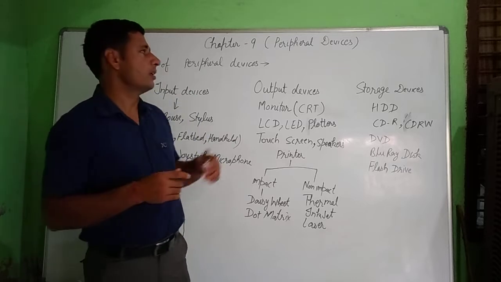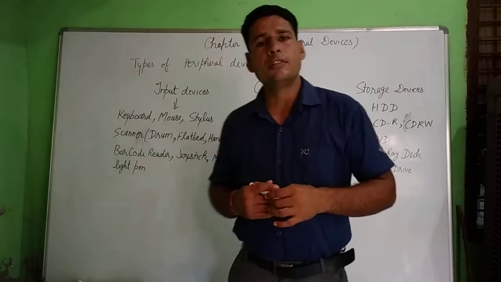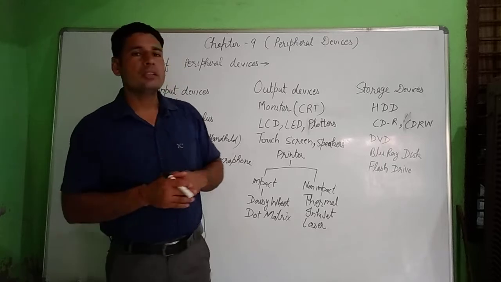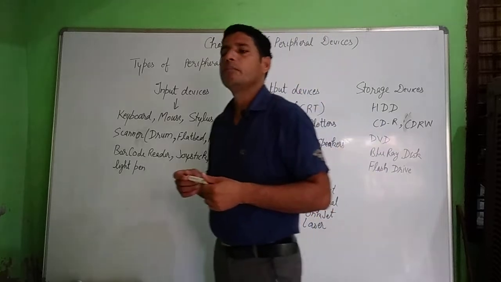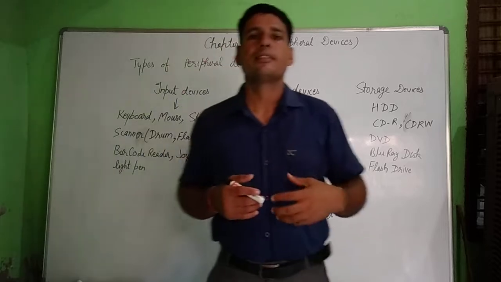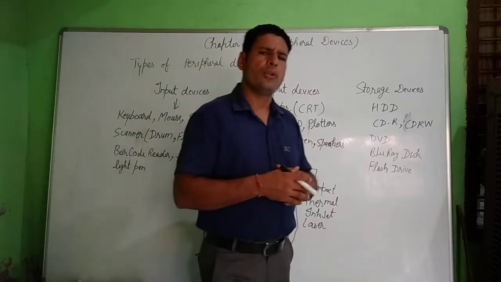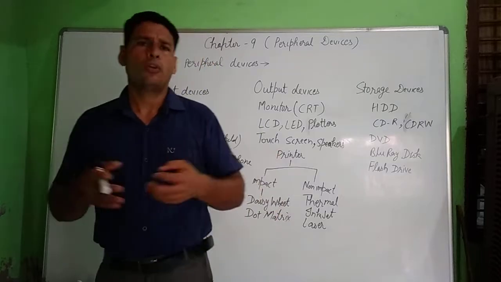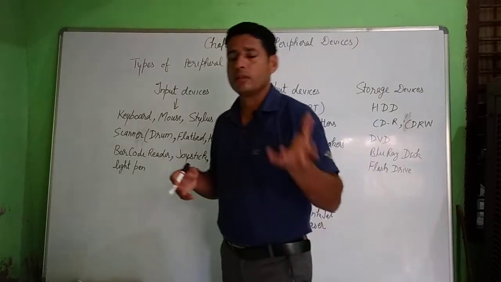Next type of devices are output devices. In output devices, the first device which you have seen is the monitor. Clear? But monitors are of different types. Earlier we had monitors called CRT, cathode ray tube. They are very heavy in size. They consume a lot of electricity. They take a lot of space to set them on the table or wherever there is space in your house.